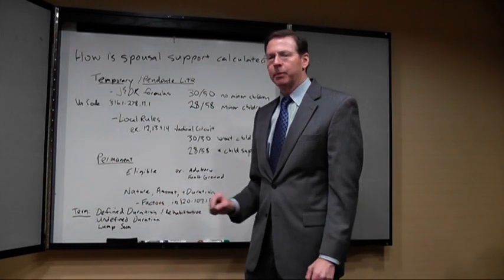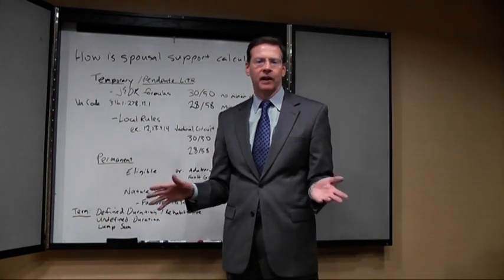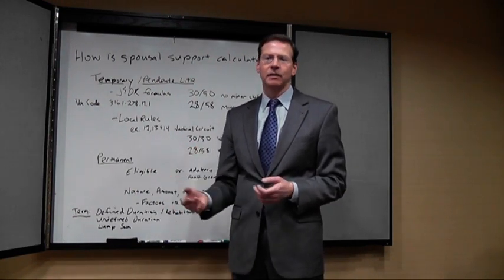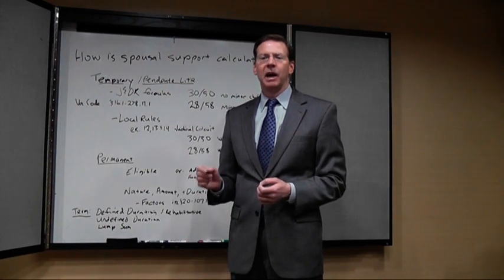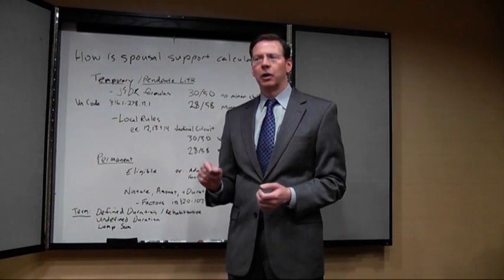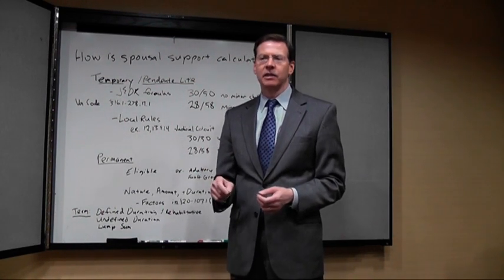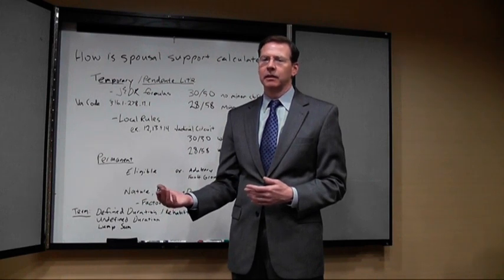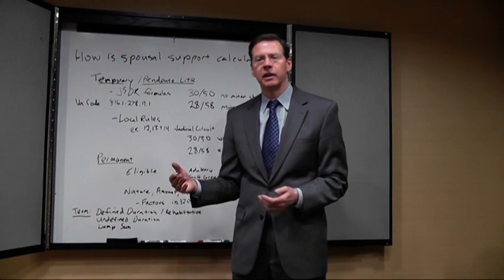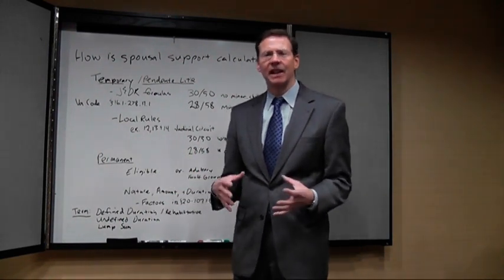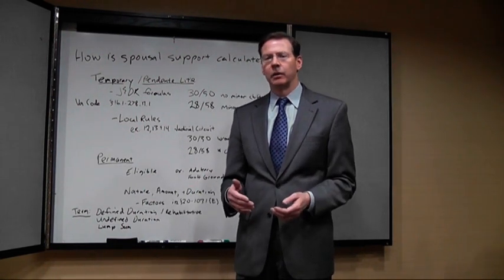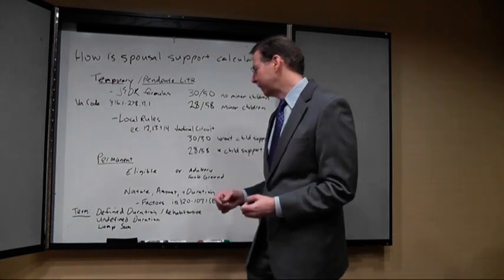The other type of term that might be ordered is for an undefined duration. This is: the husband is to pay wife support of X amount per month. Now, by law, that spousal support obligation will terminate if either party dies, or if the person receiving support, the wife in this example, remarries, or if she cohabits with another person for a year in a relationship analogous to marriage, the husband in this case could apply to have that support obligation terminated.